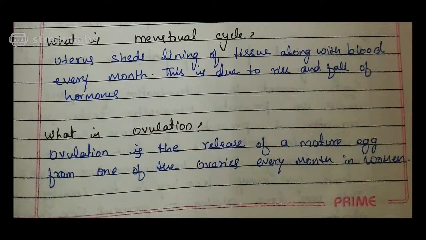It starts from the teenage years till the age of 45 to 50 years among women. After that, they reach menopause. Menopause is where the ovulation or menstruation cycle stops.